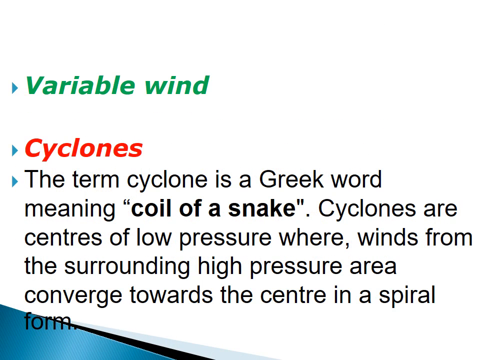Variable winds. Cyclones. The term cyclone is a Greek word meaning coil of a snake. So the meaning of cyclone is coil of a snake. Cyclones are centers of low pressure where winds from the surrounding high pressure area converge towards the center in a spiral form. Have you seen cyclones? Sometimes in our area also a small type of cyclone will form.